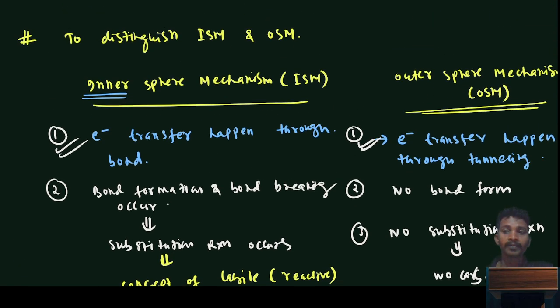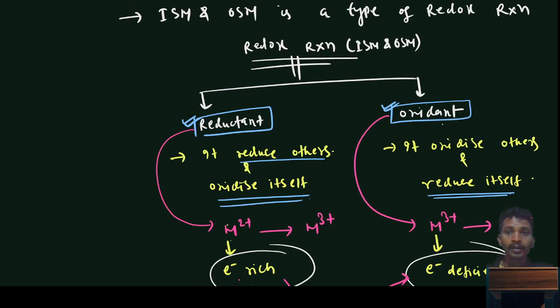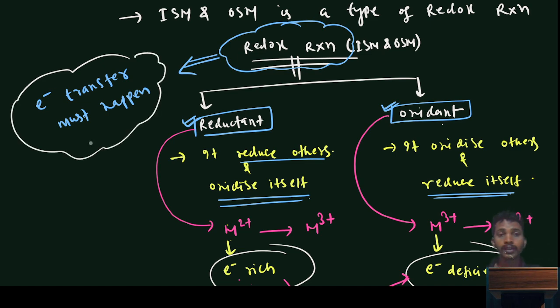And note that this is one type of redox reaction, where we have reductants and oxidants. Redox reactions mean that electron transfer must happen, because one is being reduced and one is being oxidized, meaning one is oxidizing and the other is reducing. It means that electron transfer is happening. So in the redox reaction, the reaction may be an inner sphere mechanism or an outer sphere mechanism. In both cases, electron transfer happens.